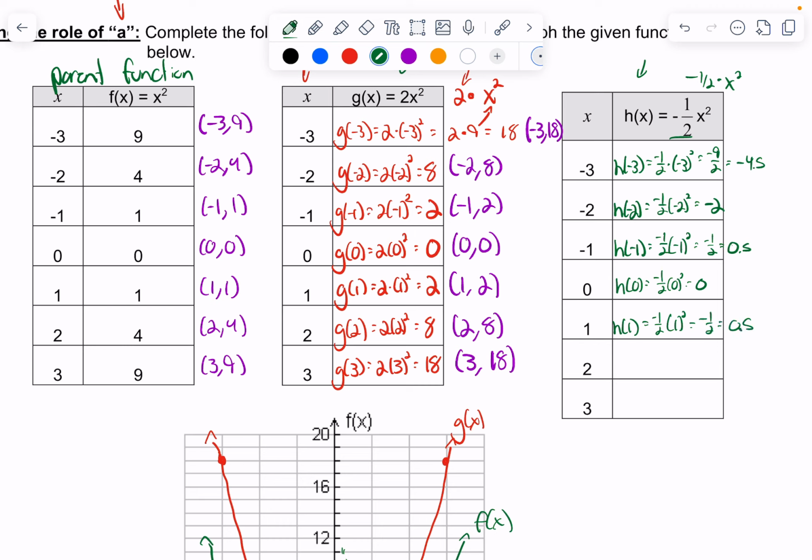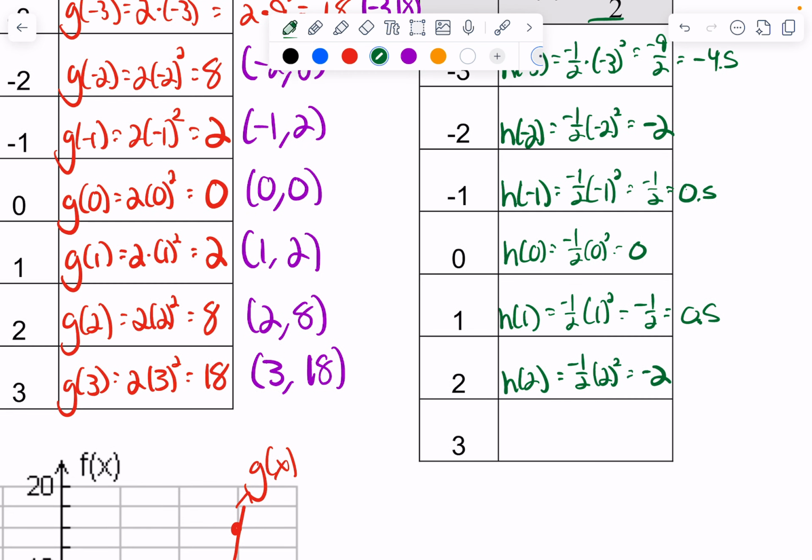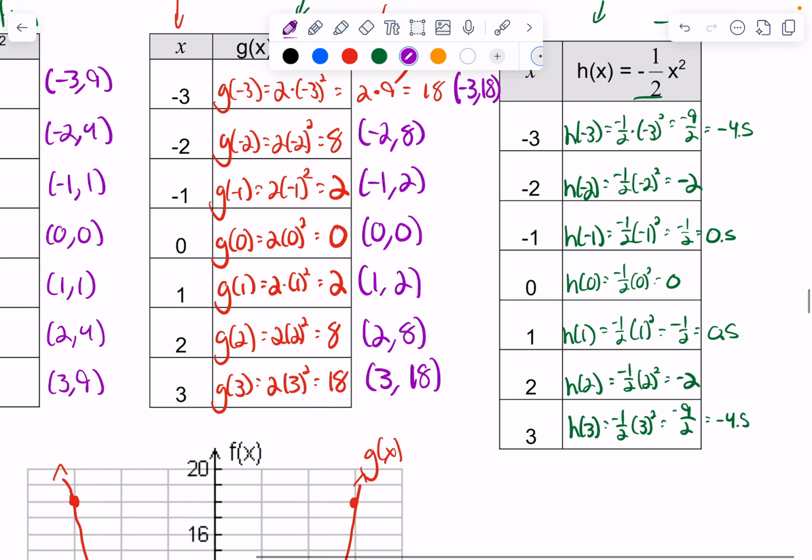And then h of 2 is minus 1/2, 2 squared. So 2 squared is 4, times that by 1/2 is minus 2, so essentially half of 4. And then you have h of 3, minus 1/2, 3 squared would give you 9 over 2, negative 9 over 2. And once again, you get minus 4.5. So here are ordered pairs. When we plugged in the point minus 3, we got negative 4.5.